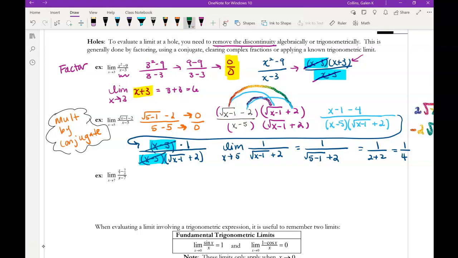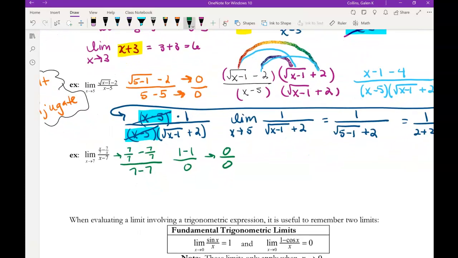So I'm going to, just like I always do, start evaluating this limit by plugging in 7 for x. So I get 7 over 7 minus 7 over 7, all of that over 7 minus 7. So our numerator becomes 1 minus 1 over 0, which of course yields 0 over 0. So it's at this step when we get 0 over 0 as the outcome from evaluating our limit, that is what tells us that there is a hole in this function at x equals 7.